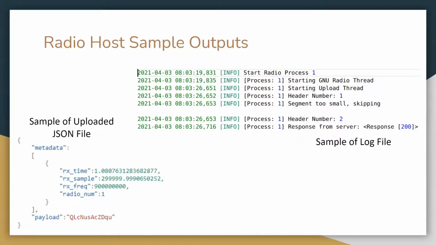The other is the aforementioned JSON file. We have a sample of what that JSON file looks like there in the bottom corner. You have an array of all the metadata. In this case it has the time the sample was taken, the sampling rate, the frequency at which the sample was taken, and then a custom piece of metadata which shows which radio it is. When the radios start up, they get assigned a number just for control on the server. And then down below that is the payload. In a real file, that would be a lot longer, but as you can see, it's just a bunch of characters because it's encoded.